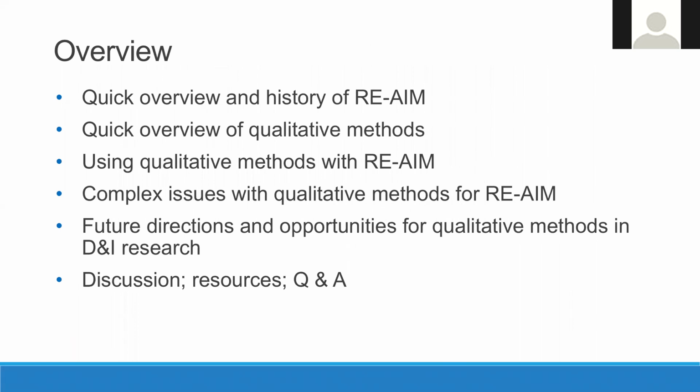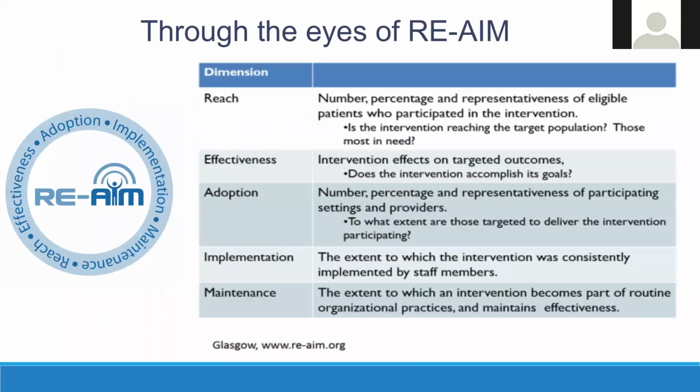So this is what I was hoping to cover. Give a quick overview and history of REAIM, a quick overview of qualitative methods, and then blend those together, REAIM with qualitative methods. Talk a little bit about some issues in particular to qualitative methods with REAIM and some future directions and opportunities. And then hopefully we can save about 15 minutes for question and answer.